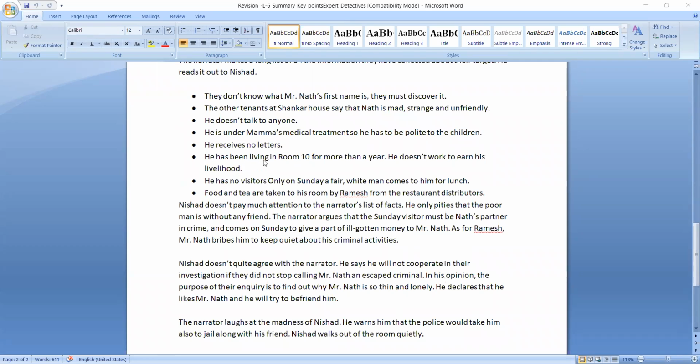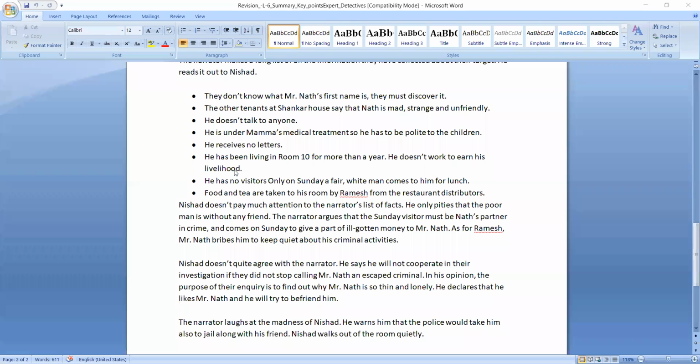He is under a medical treatment, so he has to be polite to the children. Mr. Nath was under medical treatment, so he had to be polite to the children. He receives no letters, or we can say in another way that he did not receive any letters.